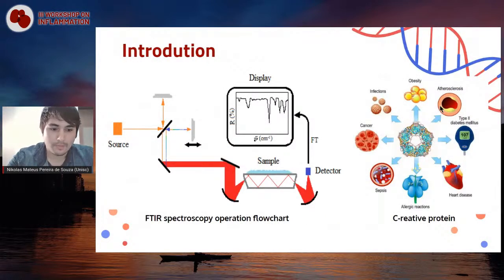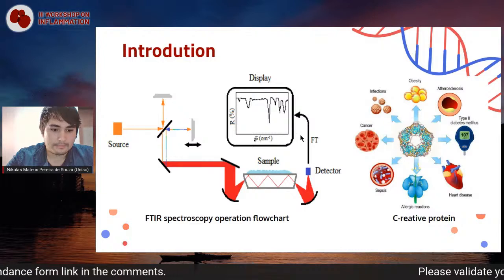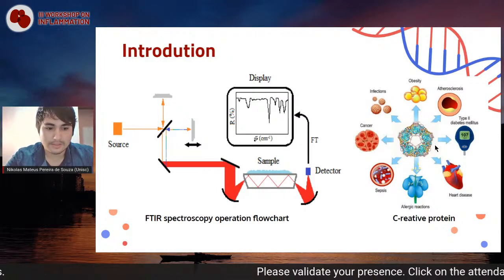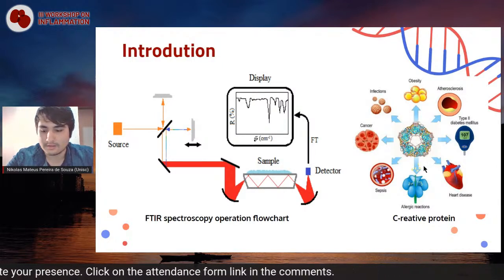Here in the introduction, I put a standard operating scheme of a spectrometer to contextualize our listeners. But the most important thing is to understand that electromagnetic waves are emitted and vary their wave numbers from 650 to 4,000. In this spectrum range, we are able to analyze virtually all blood plasma biomolecules. After these electromagnetic waves are emitted and interact with the blood plasma sample, they are captured in a detector and we can analyze the absorbance by wave numbers. And here on the right side, a diagram about some conditions that can increase the same protein, C-reactive protein, like obesity, cancer, sepsis, heart disease, and other conditions.